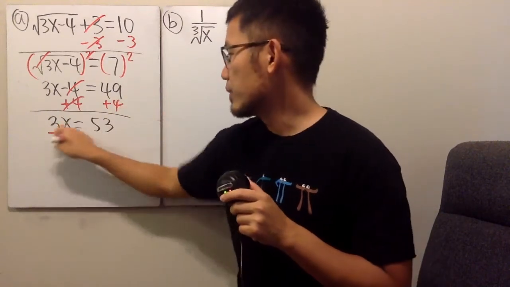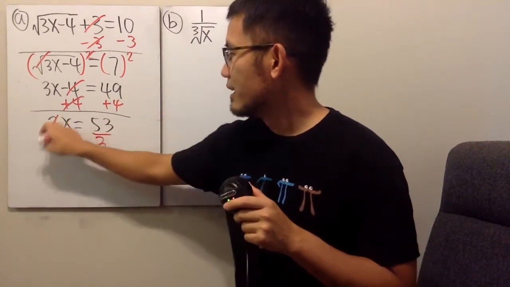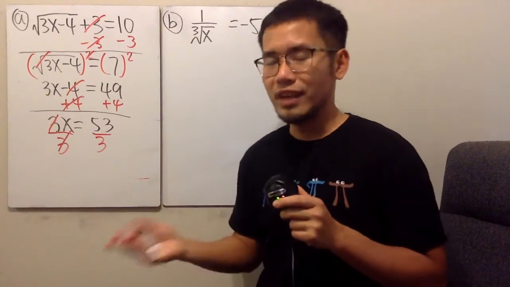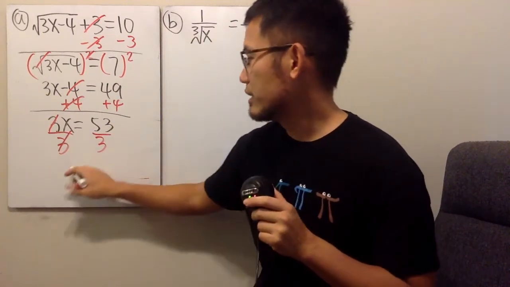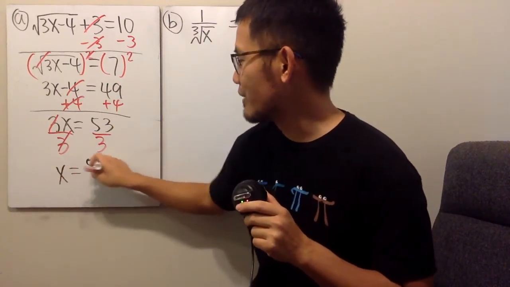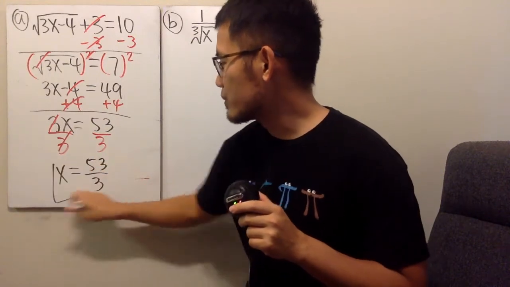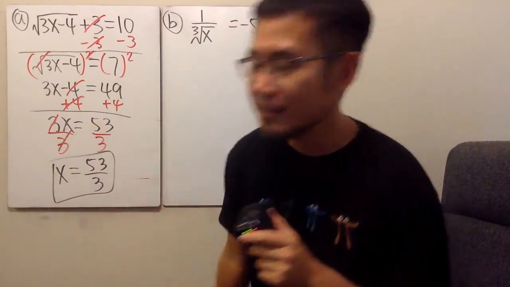And then in the end, we can just divide both sides by 3. 53 divided by 3, we cannot reduce that. So actually that's good because we'll just write this down for the answer. 53 over 3. And that's it, right?